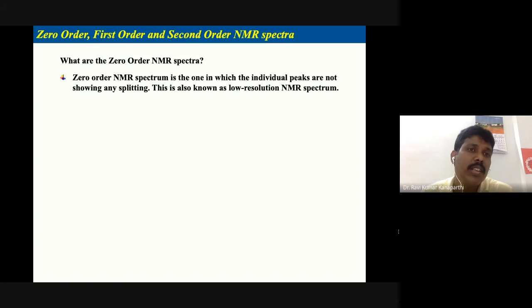Good afternoon, students, and today we will try to understand what are the different types of NMR spectra. NMR spectra are basically classified into three types. One is the zero order spectra. What is zero order spectra? The zero order spectra is nothing but where the NMR signals are intact. So you don't see any splitting pattern.